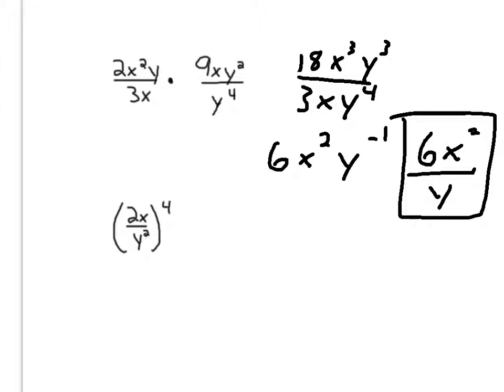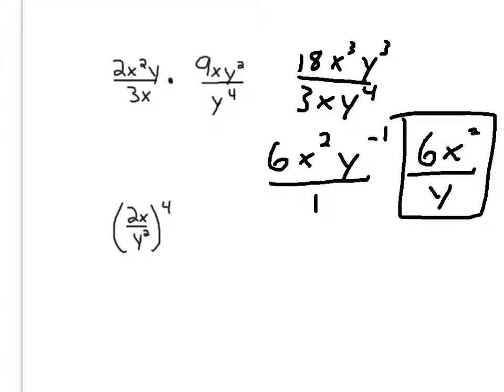Again, remember, any negative exponents would flip to the bottom side, and I guess I could, since we have a negative exponent involved, put this over 1. Just to show us that this y has to go to the bottom part. And since it's y to the first, we can just leave it as y. So 6x squared over y.